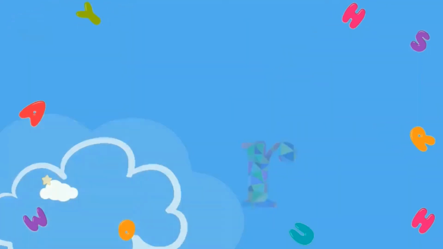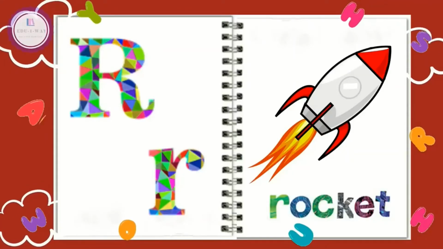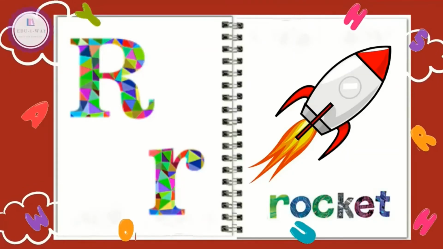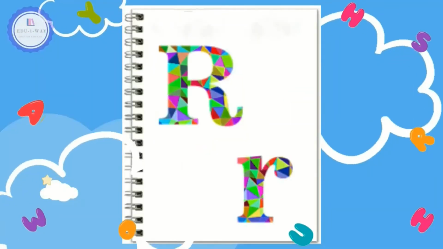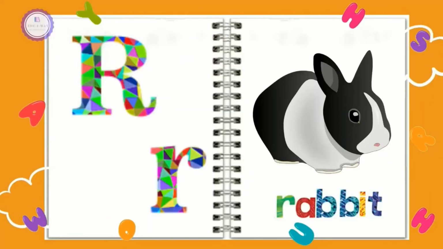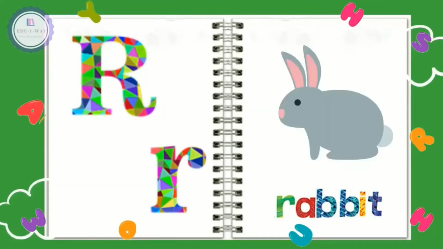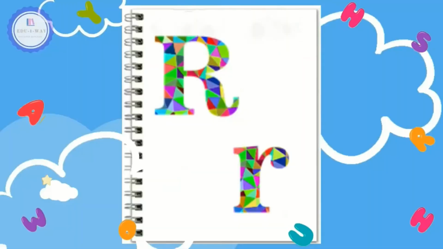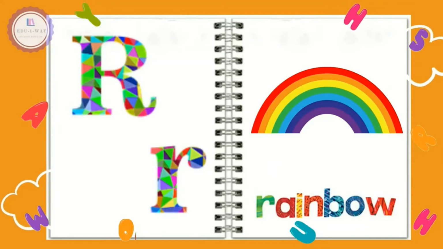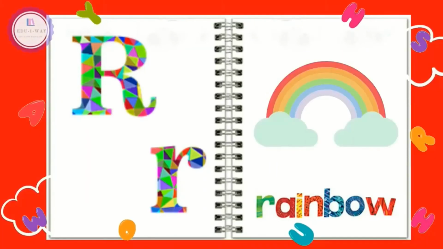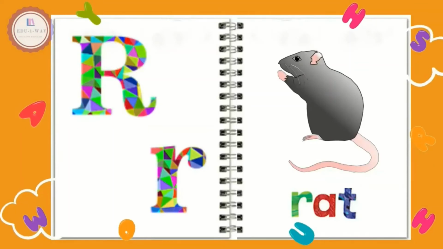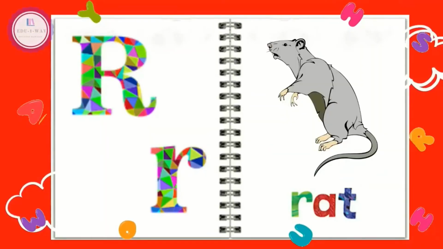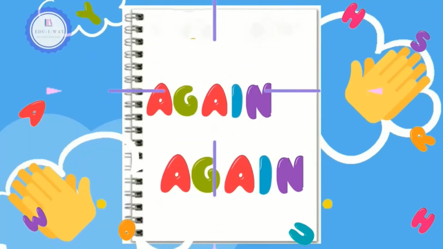Let's do it again. R for rocket. Rocket, rocket, rocket. R for rabbit. Rabbit, rabbit, rabbit. R for rainbow. Rainbow, rainbow, rainbow. R for rat. Rat, rat, rat. Yay! Again, again!